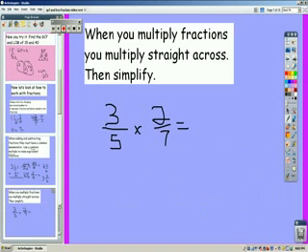Next, you multiply. When multiplying fractions, you multiply straight across, then simplify. So in this case, we have 3 times 2, which is 6, and 5 times 7, which is 35. There is no common factor between 6 and 35, so yes, your answer is simplified, and you are done.